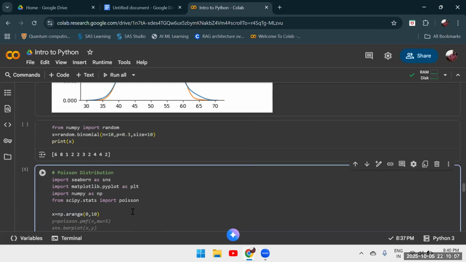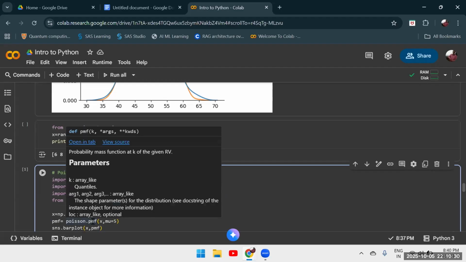Next, I'm going to declare a variable pmf. What is this variable going to do? This is where my Poisson distribution will be. You see here, I have to give this variable as poisson.pmf. PMF is nothing but probability mass function.